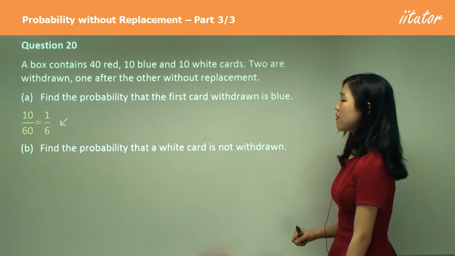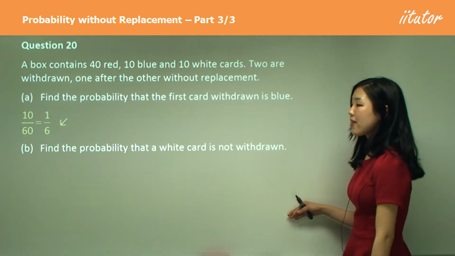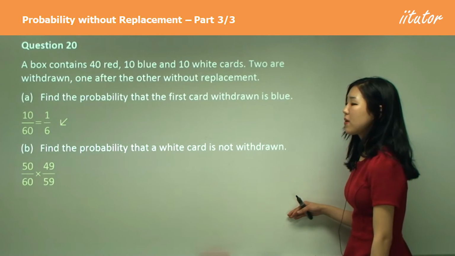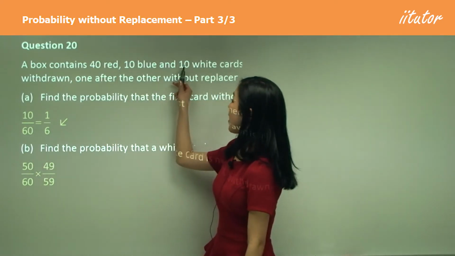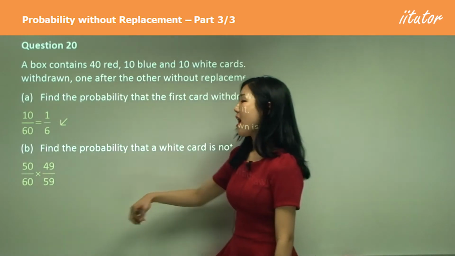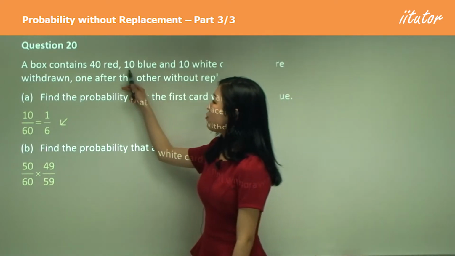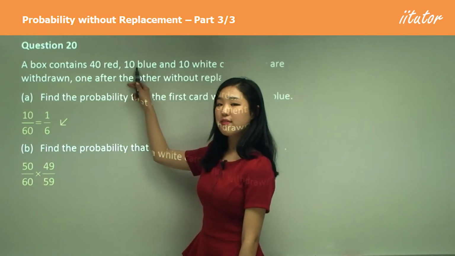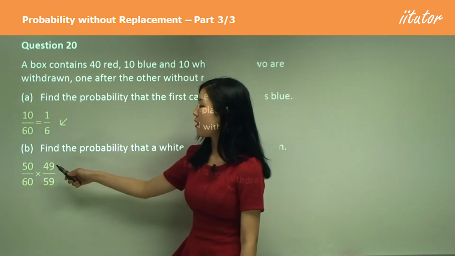B, find the probability that the white card is not withdrawn. Okay, the white is not withdrawn, which means it's going to be the rest, which is 50, because white is 10, so the remaining are 40 plus 10, which is 50 out of 60. And the second one, I don't want it to be a white as well. So it's going to be 49, because 1 less than 50 is 49, because I've already picked 1 out of that 50. I'm going to have 49 left.